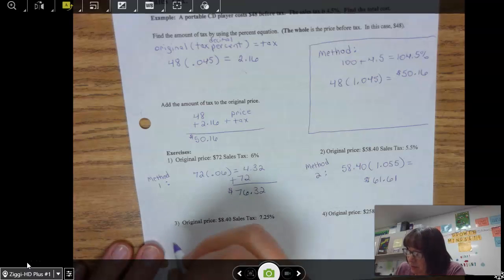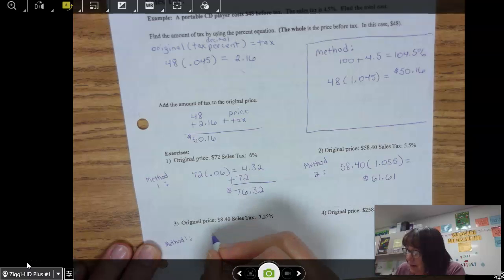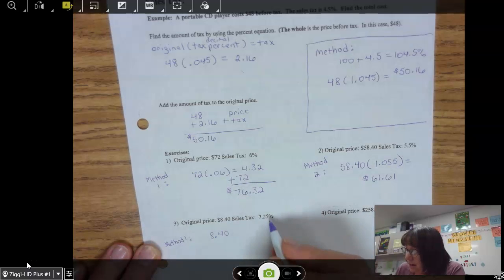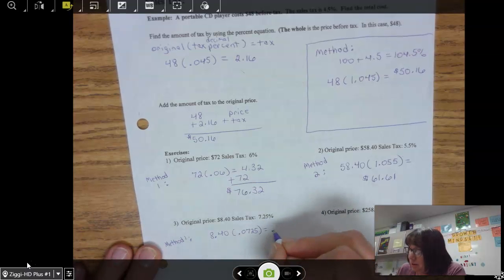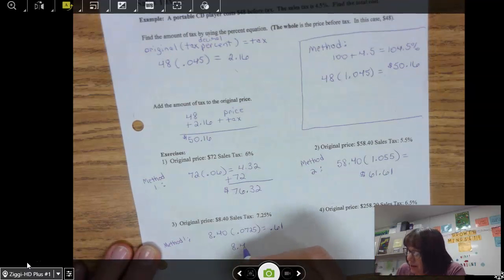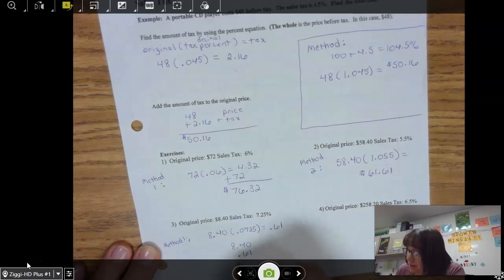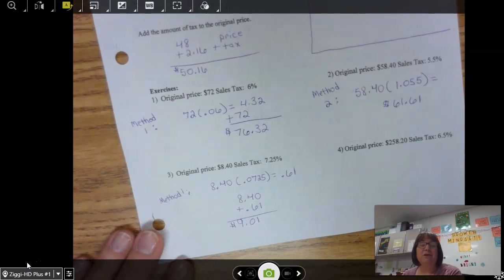Okay, I'm going to go back to method 1. I'm going to take $8.40, multiply it by, moving my decimal over 2, 0.0725, and that gives me 61 cents, rounded to the nearest penny. So now I take my price, $8.40, and add on the 61 cents, and you're going to get $9.01. So either method should have gotten you to that same answer.